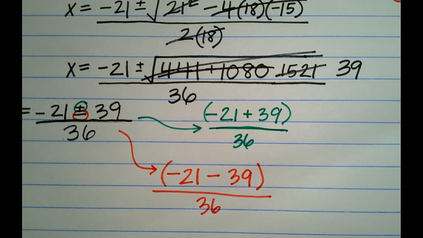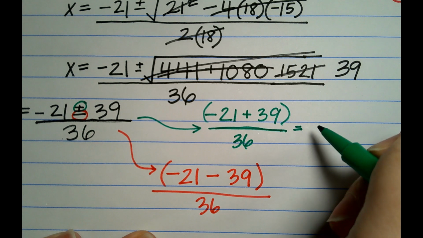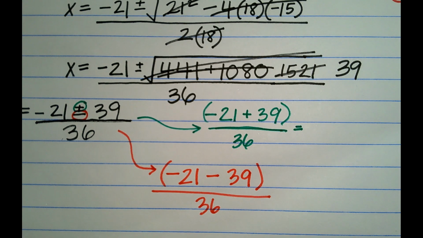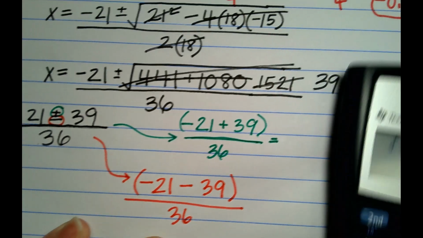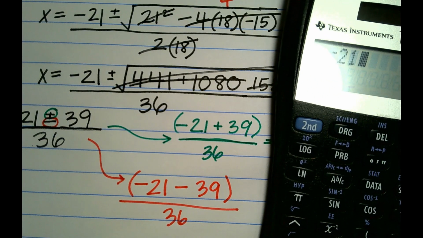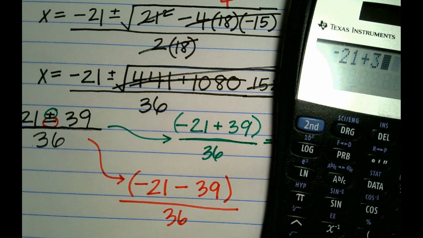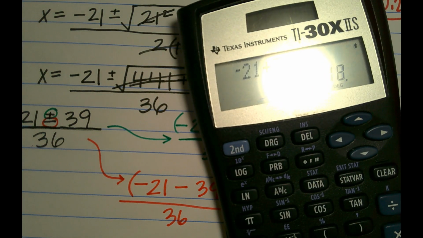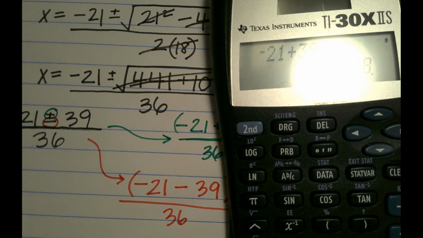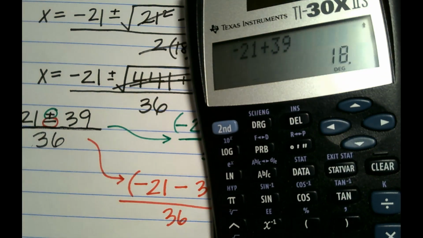So what is negative 21 plus 39? Negative 19? Is that what you said? Yeah. Okay, perfect. Negative 19. Let's see, and I'm just going to double check answers as I go. Negative 21 plus 39. Oh, it was very close. 18, actually. 18. What did you type in your calculator?